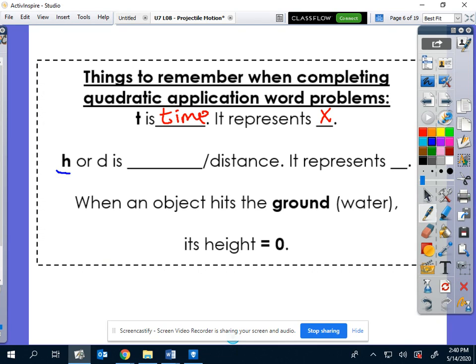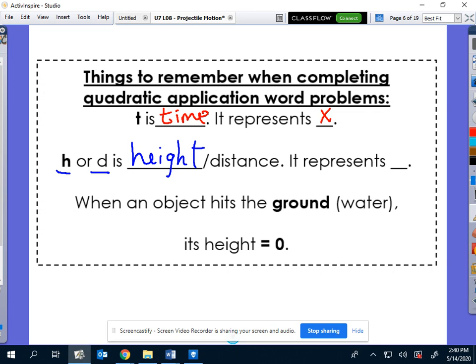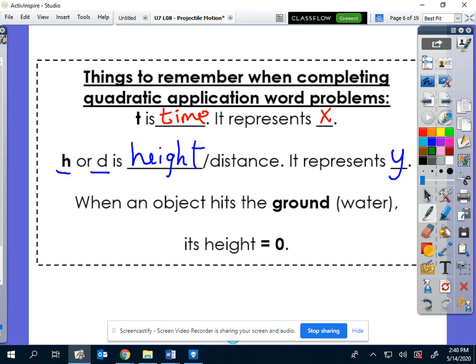Now, h or d, we kind of use one or the other. H is going to represent the height of whatever projectile we're talking about, whether it's you jumping off the diving board, whether it's a rocket. It's playing the role of y. It represents the y value of our quadratic equations. So the last thing to remember is that when we're going to hear this question a lot today, when does something hit the ground? When something hits the ground or water, might be jumping off of a cliff into some water, you have to remember that your height equals 0. That's vital, absolutely vital to remember.